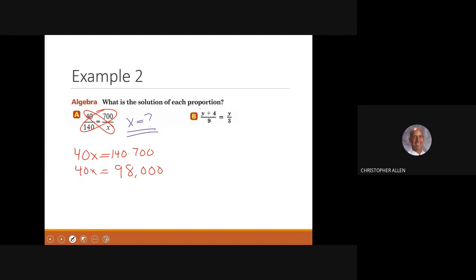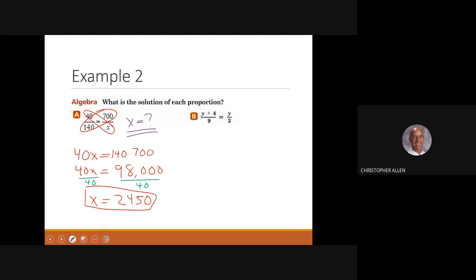And so then how do I solve this? Well, I just have to divide both sides by 40. So let's go ahead and do that. Let's divide this side by 40. Let's divide this side by 40. And again, I'm going to use my calculator here to make sure that I don't make a careless mistake. And I get that X is 2,450. And by the way, I can check that. The way I would check that is just put that 2,450 in for X, and then just cross multiply again and make sure that it works out, which it will.